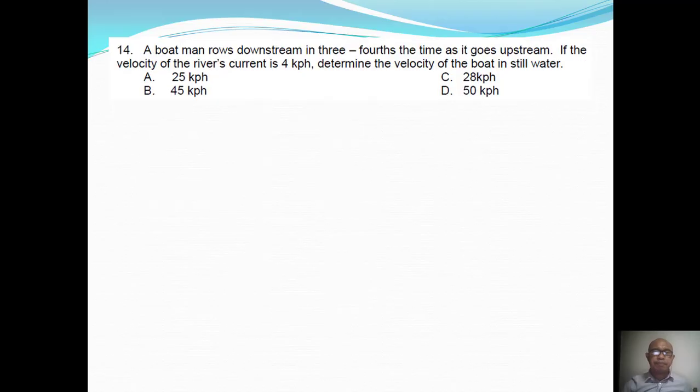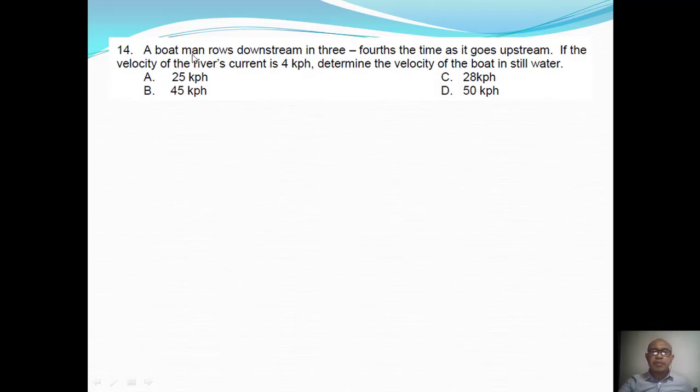Next problem. A boatman rows downstream in 3/4 the time as it goes upstream. If the velocity of the river's current is 4 kilometers per hour, determine the velocity of the boat in still water. Okay? So this is similar to the previous problem.